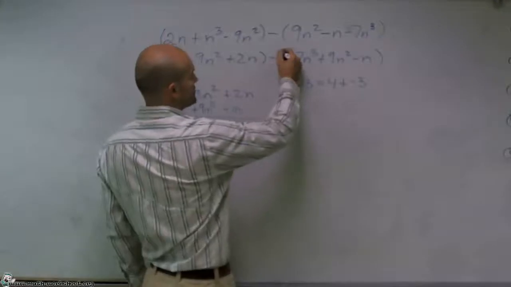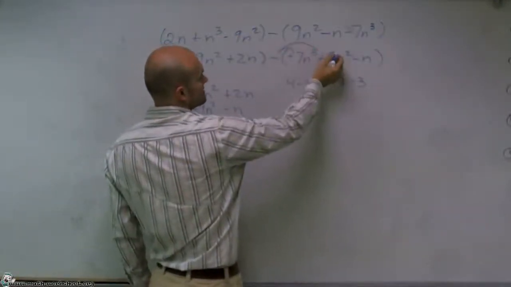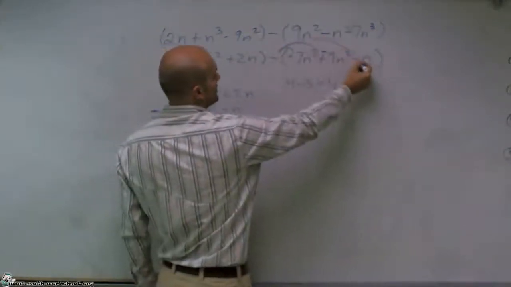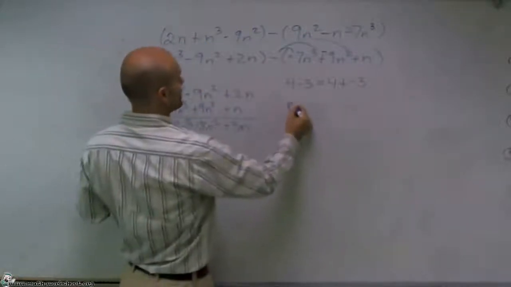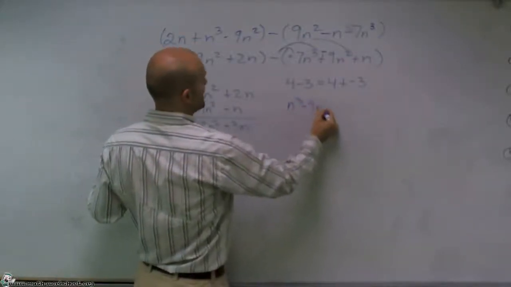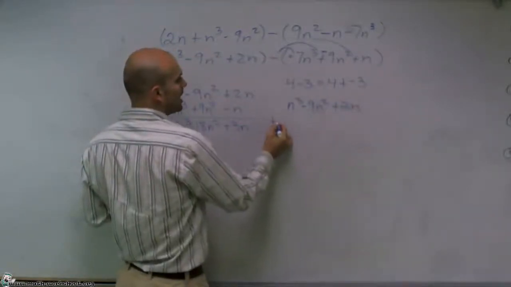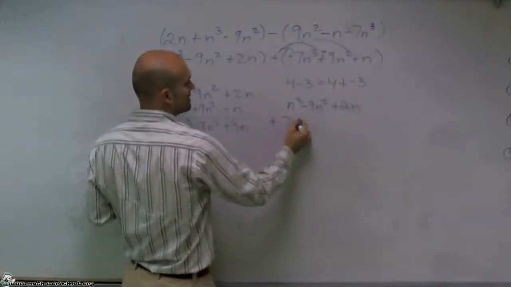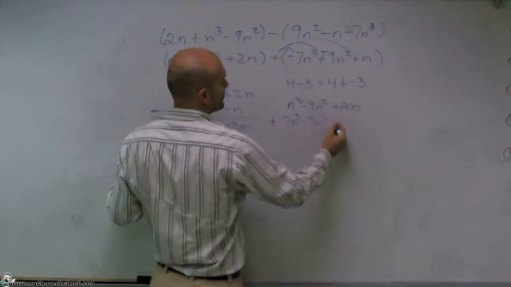If I distribute the negative sign, that's now going to become a positive. Distribute the negative sign over here, that's now a negative 9n. And distribute over here, that becomes a positive n. So I'm going to do the same thing again. I'll have n cubed minus 9n squared plus 2n, now plus, as I distribute, a 7n cubed, a minus 9n squared, plus n.